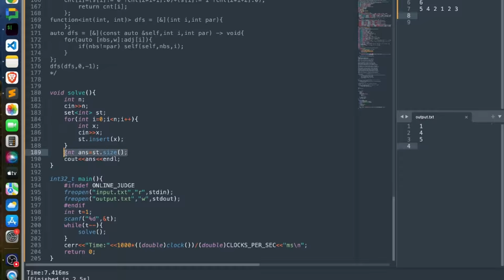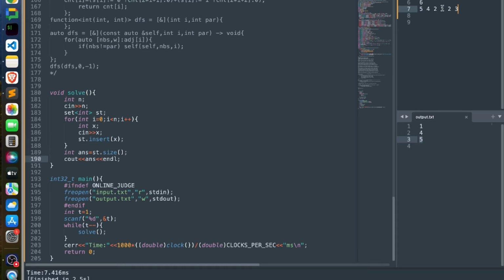Now just see the size of this set. The size of the set essentially tells you the number of unique beauties it has. For example, here if you notice, 5 4 2 1 2 3, the output is 5.